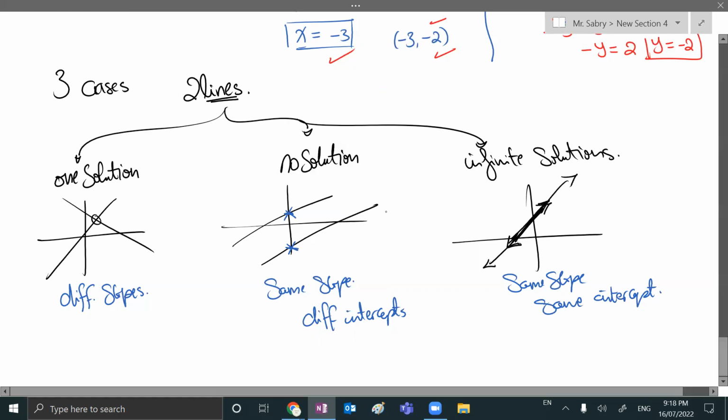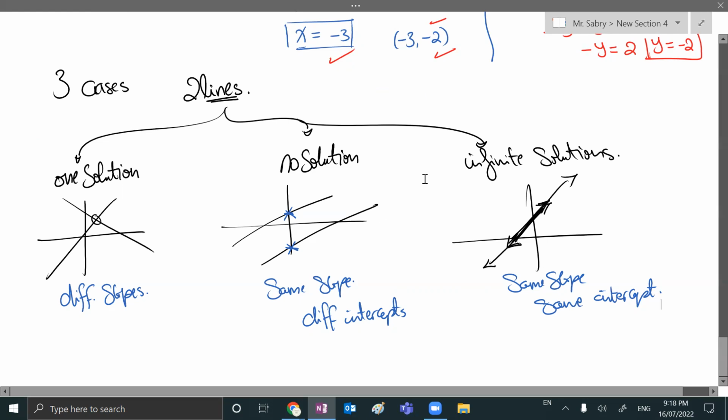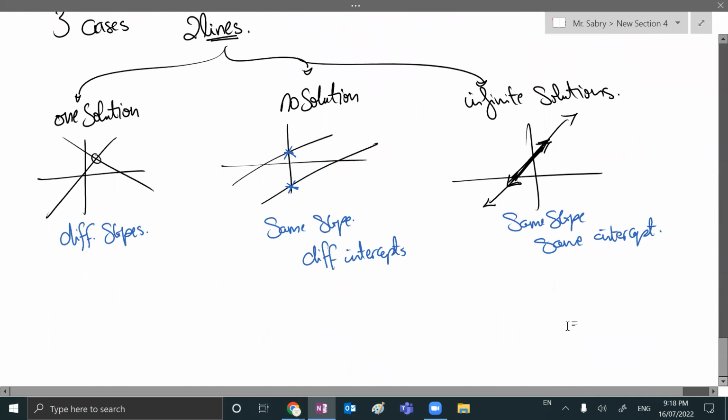So whenever I tell you this system has no solution, you think that they have the same slopes because they're parallel. Whenever I tell you that this system has infinite solutions, this means that they still have the same slope, but also they have the same y-intercept. I hope that kind of makes sense. And if it does, let's try to apply a bit of what you understood. If you have any questions before we do that, please ask them now.